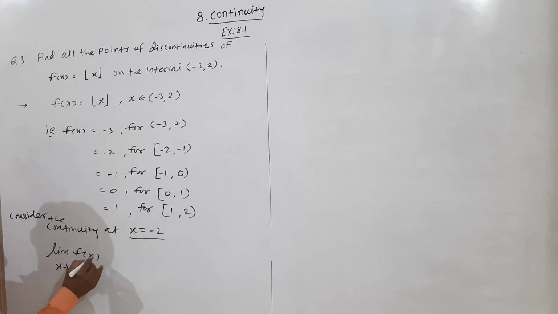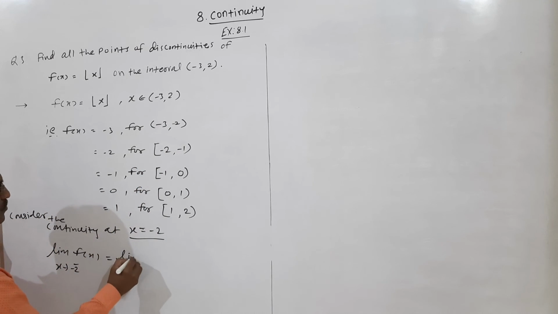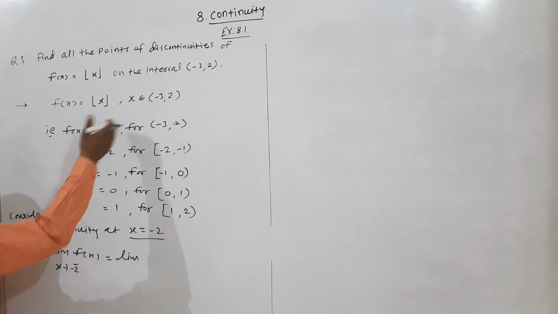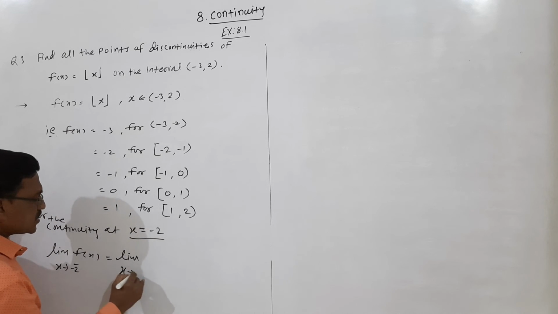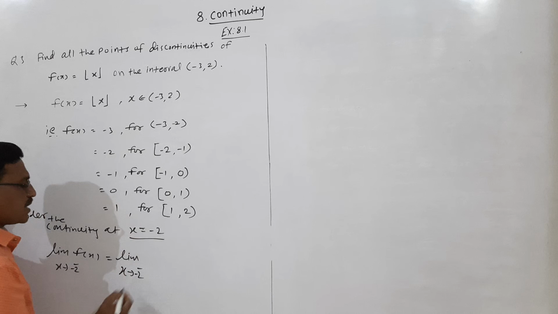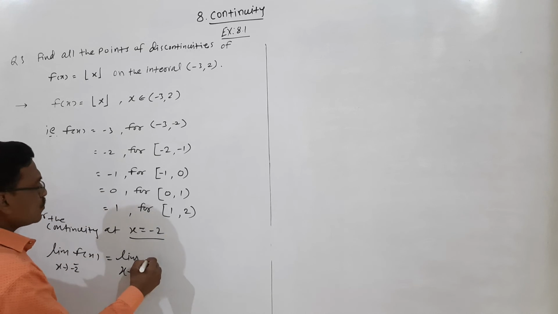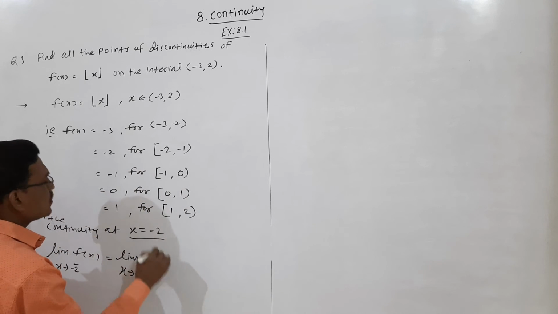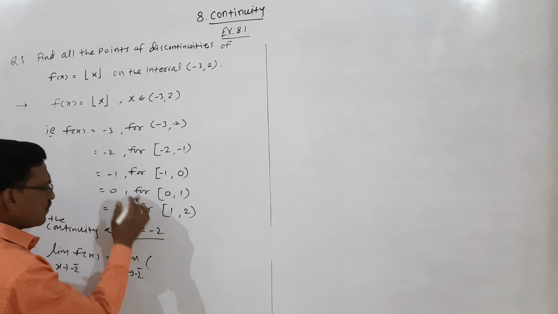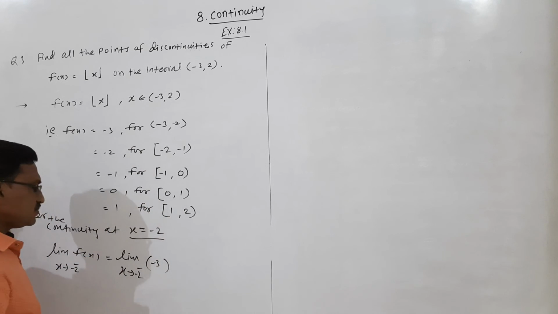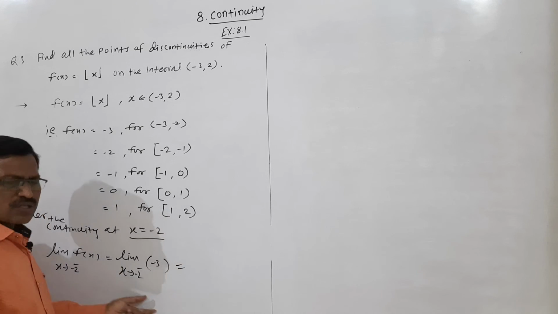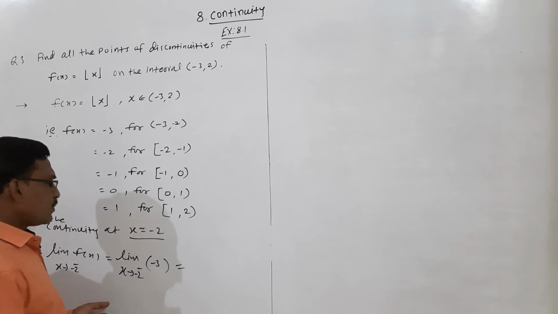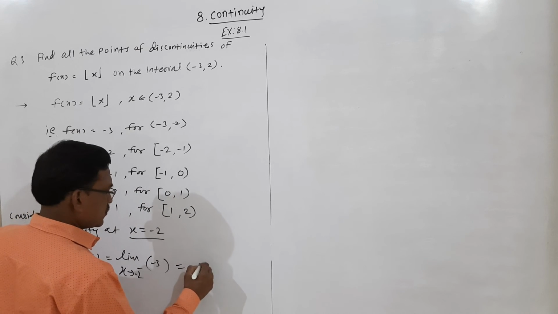So we take the left hand side limit of this function because x is less than minus 2. The left hand limit as x tends to minus 2 of this function has value minus 3. The function is minus 3, so it is the limit of a constant function. The limit of a constant is the constant, so it is minus 3.